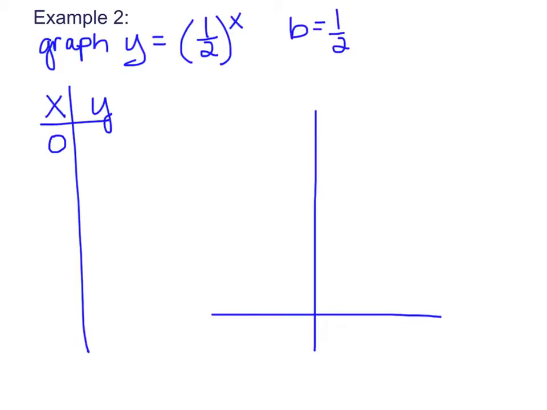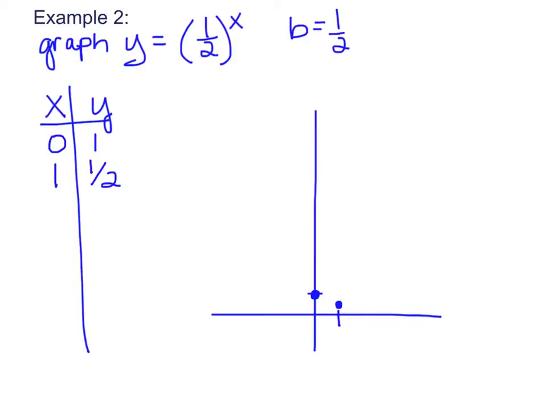We'll start with x is 0. Anything raised to the 0 power is always 1. If you don't believe me, you can punch it into your calculator and see. So 1/2 raised to the 0 power is 1. We have a point at 0, 1. And then when x is 1, 1/2 to the 1 power is 1/2. So that point's going to be there.